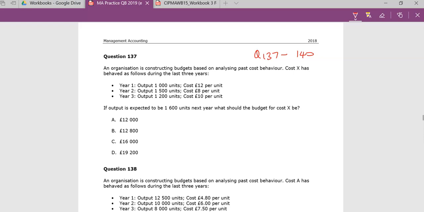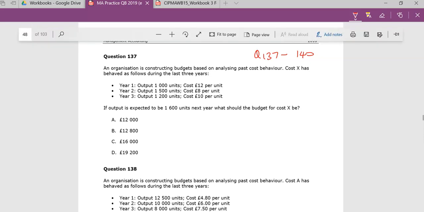Okay, what we have here is a situation where we're going to look at questions 137 to 140, dealing with costs and cost behavior. So let's look at the scenarios. If you remember, we have fixed cost, variable cost, semi-variable. So you're looking at the scenarios very carefully to figure out what's going on.